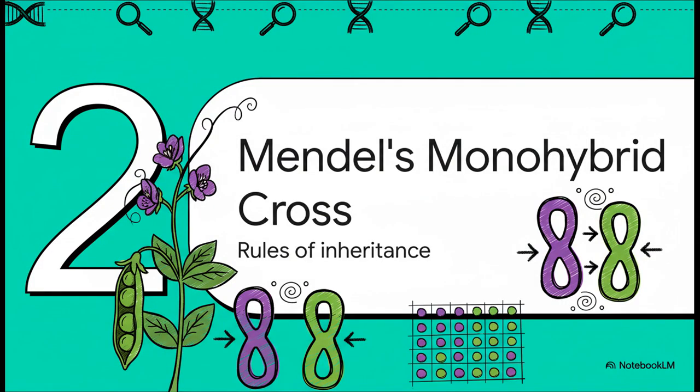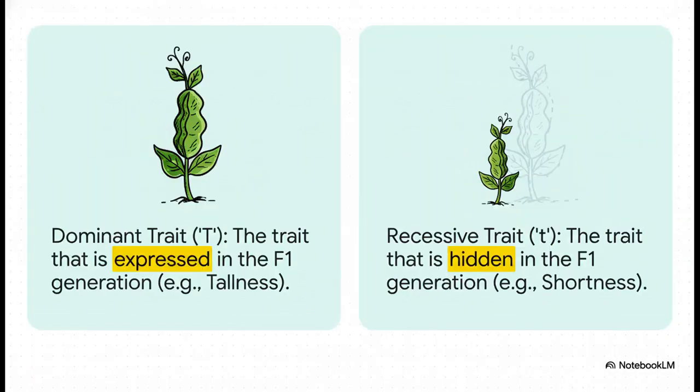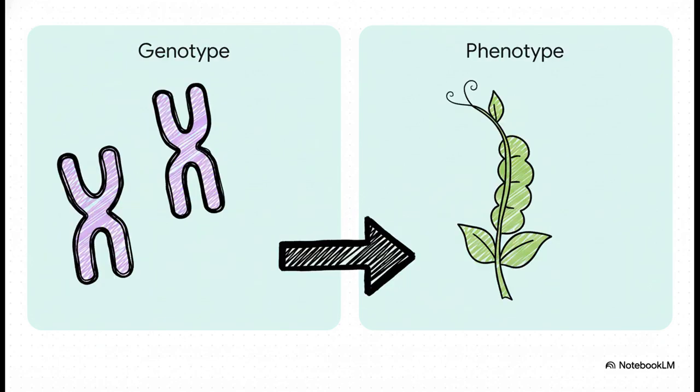We will now revise Mendel's first experiment, which looked at a single trait. Let's just verbally walk through the logic here. So, the F1 generation are all tall because the trait for tallness is dominant. But they still carry the genetic factor for shortness, which is why it reappears in the F2 generation. So the crucial point is this: the trait we see, like tallness, is called dominant, and the one that is hidden, like shortness, is called recessive. Please remember these two terms carefully.